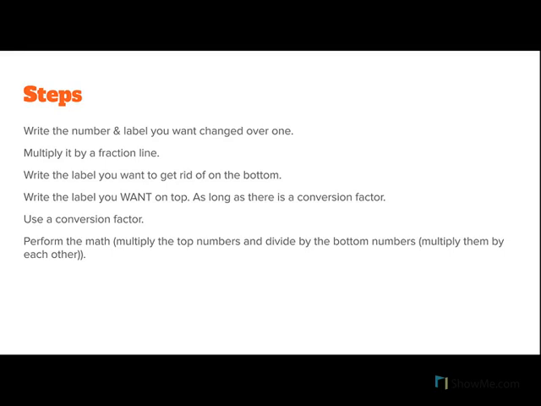So here are some steps. We're going to write this as something we want to change and put it over 1. Maybe I want to change 12 inches to feet. The first thing I want to do is write the number with your label, and put it over 1. And then we're going to multiply by a fraction line. So I'm going to put this fraction line out here.